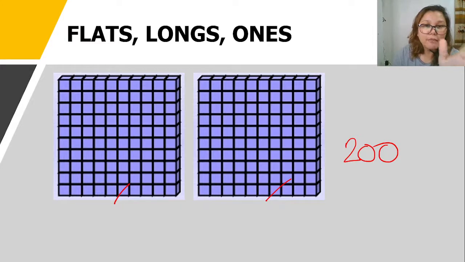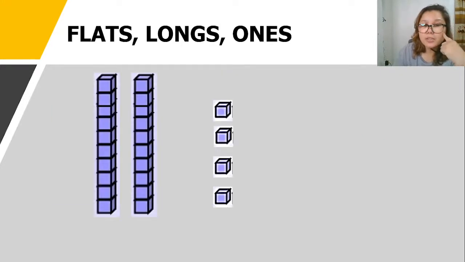But how about if they are combined? Okay, let's have this one. So we have longs and then we have units. Okay, paano magbilang nito? How are we going to give the number that it represents? Okay, you start with the bigger ones. So if you take a look, alin ba dyan ang mas malaki or which has greater value? Ang long. So, this is counting by tens pag longs, this is counting by ones pag units. So, you start with the bigger value, which is the longs, which is tens.